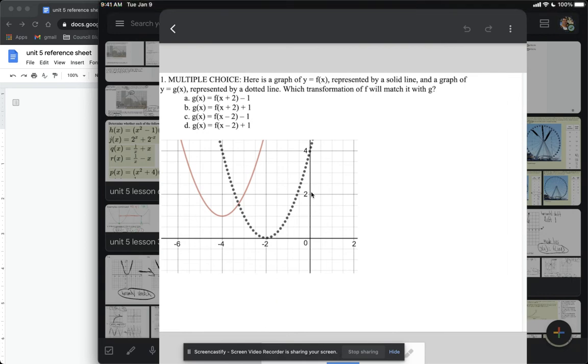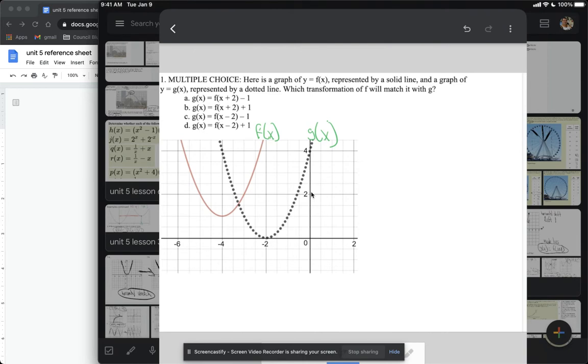All right, let's take a look at number 1 on the study guide. Here is a graph of y equals f of x represented by a solid line, and a graph of y equals g of x represented by a dotted line. Which transformation of f will match it with g? So we're going to go from f to g on this one.